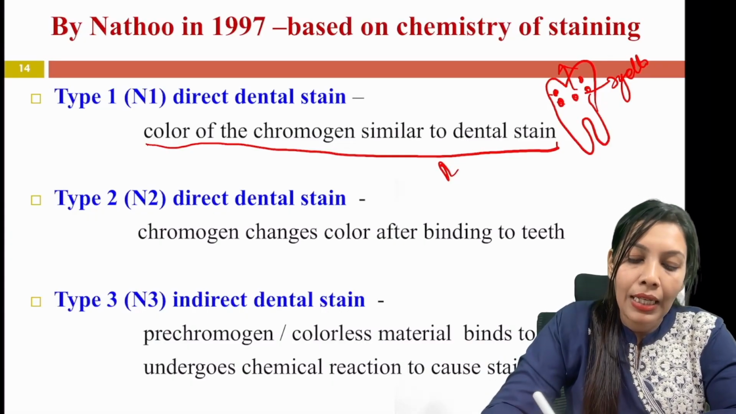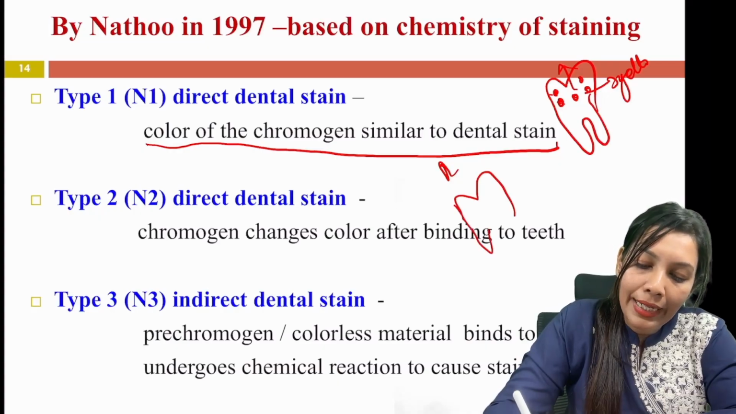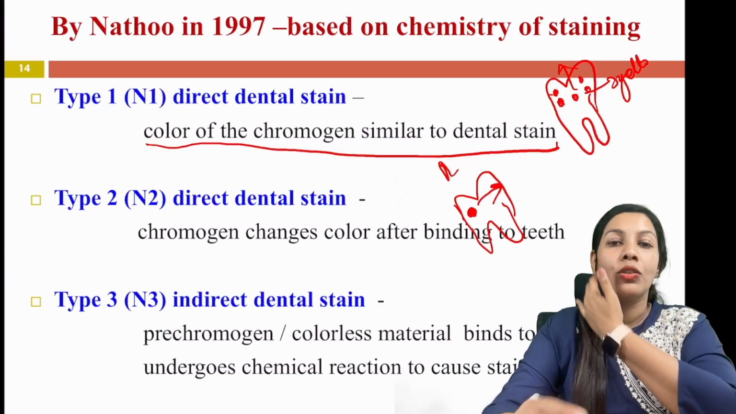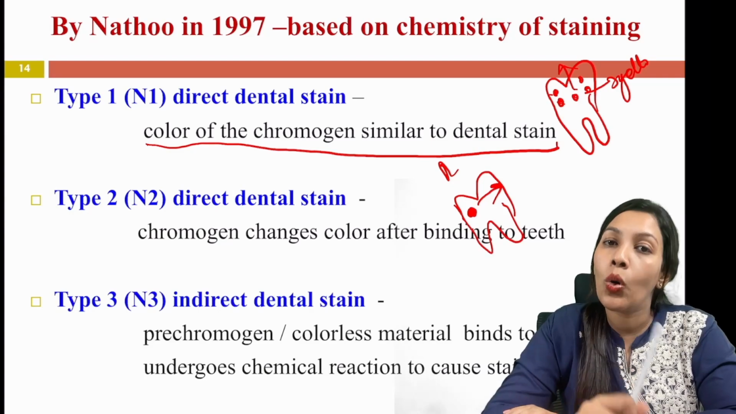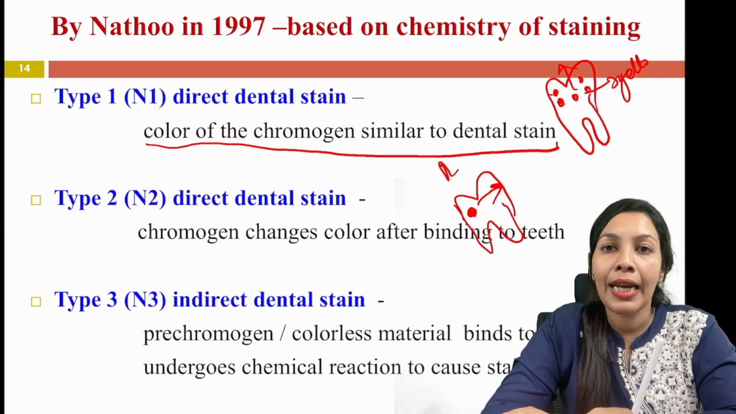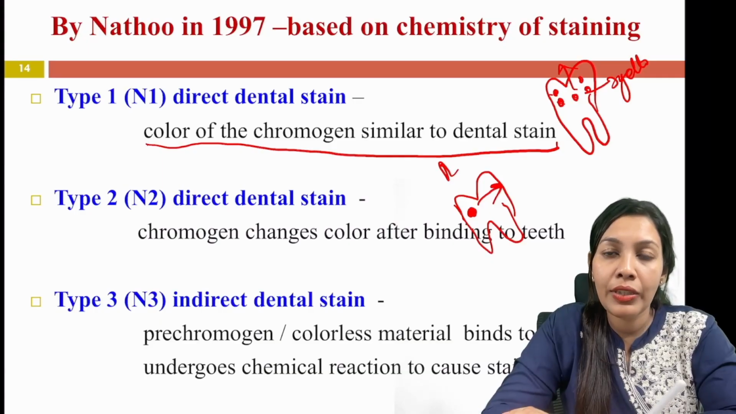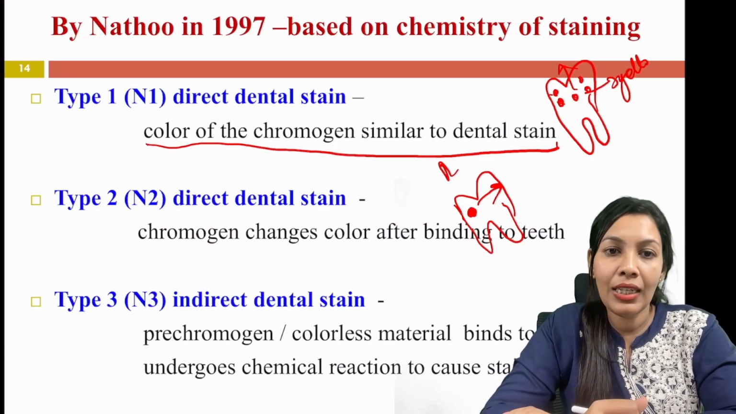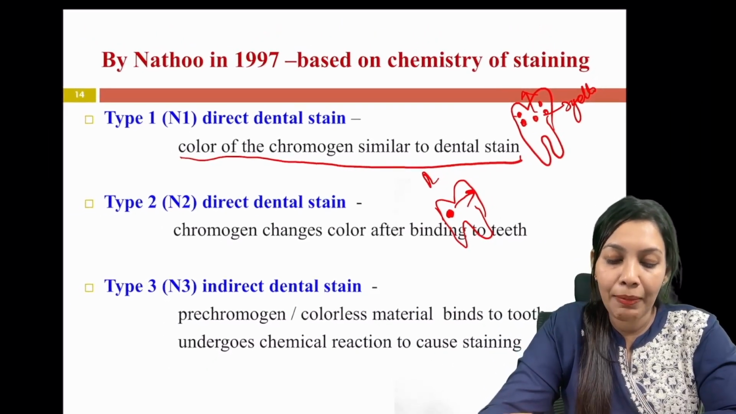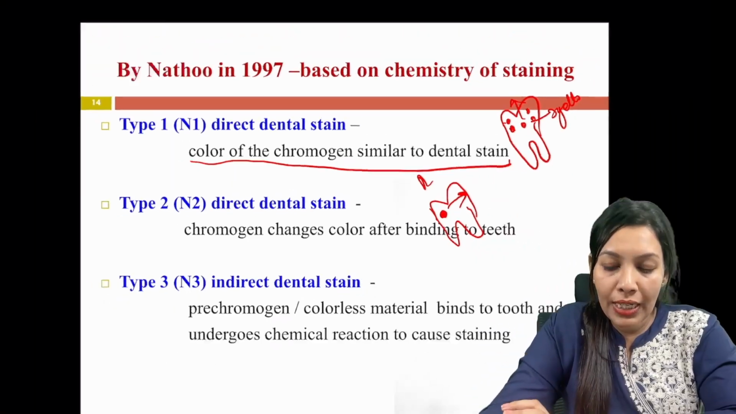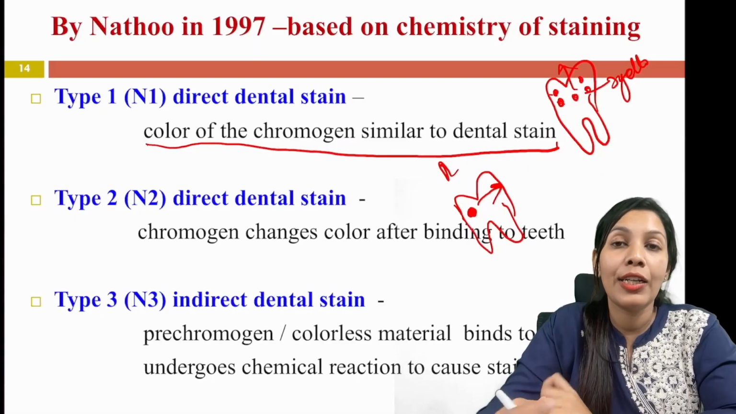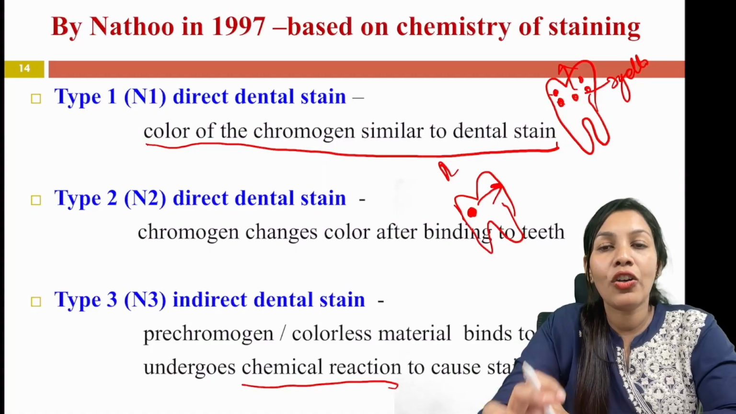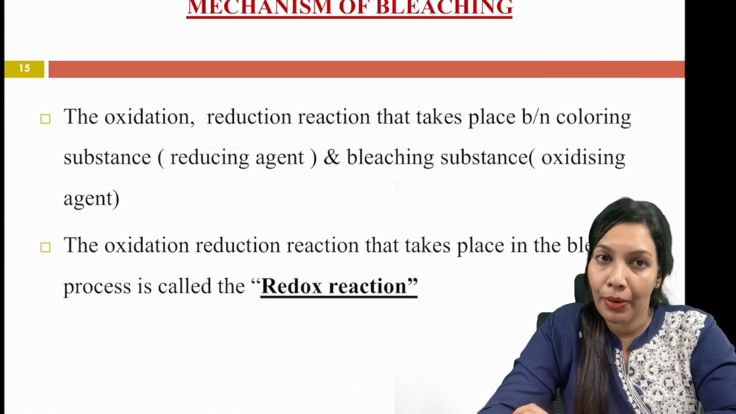Type 2 is where the chromogens, after attaching to the tooth structure, change color. So the chromogen changes color after binding to the teeth. The first one was where the chromogen and the stain had the same color. In the second, the chromogen attaches to the tooth surface and shows a change in color. And the third one is the indirect method, where the pre-chromogens bind to the tooth and a chemical reaction takes place, leading to the staining. That is important. The chemical reaction is a term that you need to memorize.